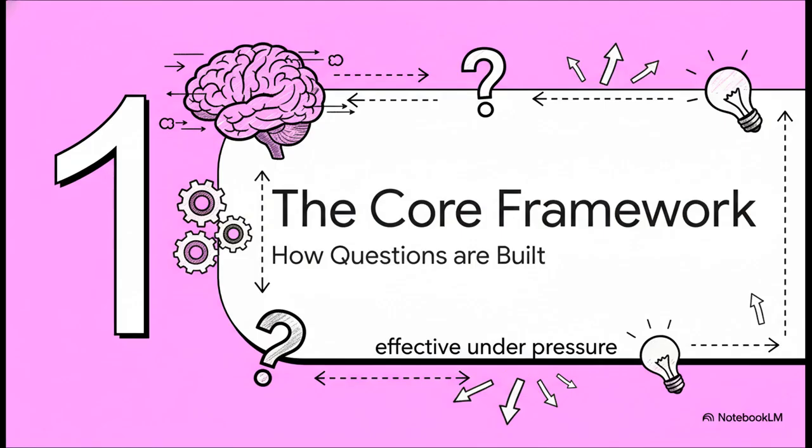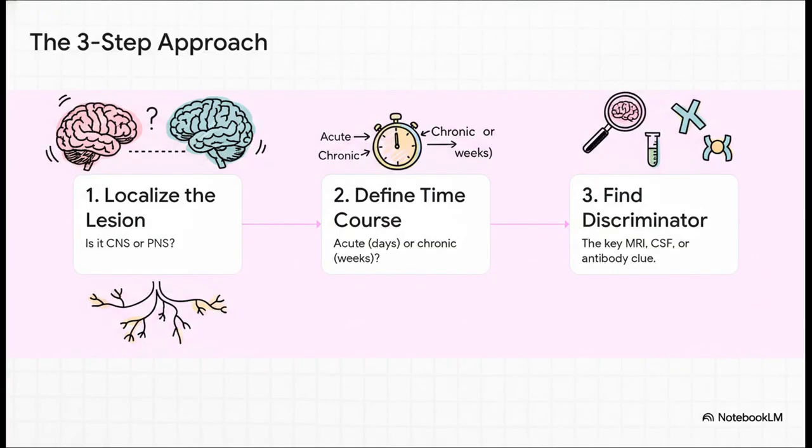This is the 3-step approach that's going to get you through any clinical vignette they throw at you. It's simple, it's repeatable, and trust me, it works when the clock is ticking. Think about it like a real clinician would. First, you just ask, where's the problem? Is it in the brain and spinal cord, the central nervous system, or is it out in the nerves, the peripheral? Then, step 2, how fast did this happen? Are we talking acute, over a few days, or is this chronic, dragging on for weeks?